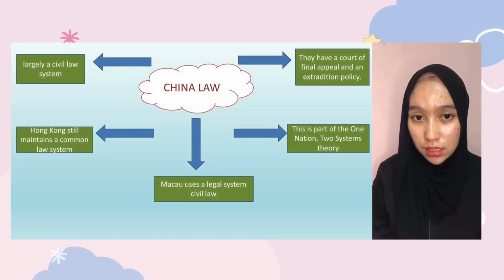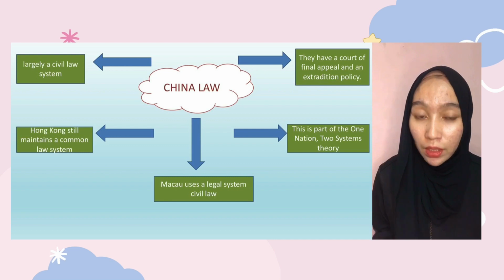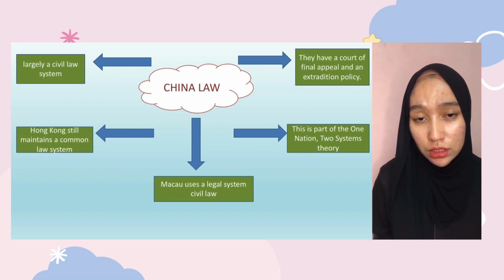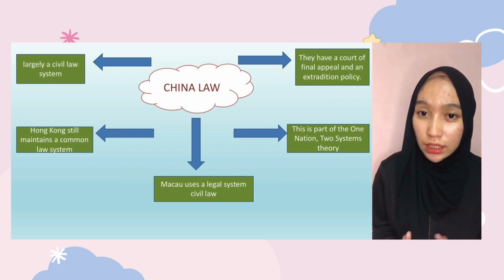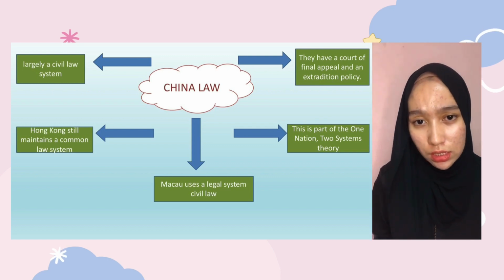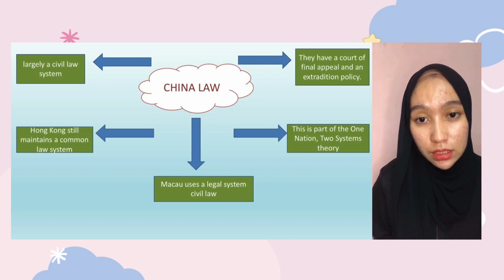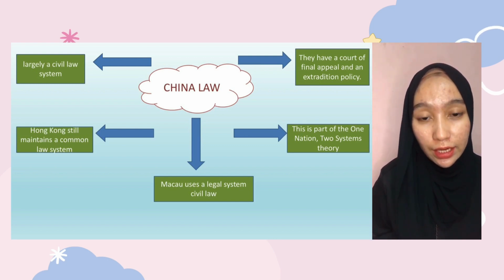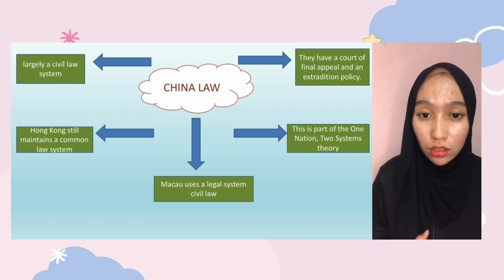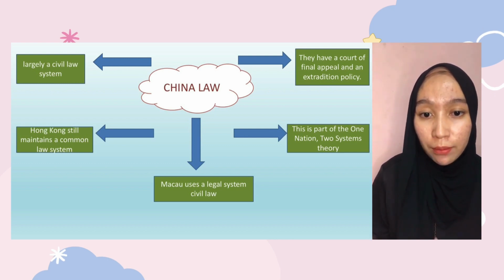For the China legal system, it is based primarily on modern civil law. But in Macau, they are using Portuguese civil law, and in Hong Kong, it's using common law. This part is called the one nation, two systems theory. In China, there are 4 levels of the court system. The first one is the grassroots, intermediate, higher, and supreme people's court, in addition to special courts such as military, maritime, railway, and forestry courts.